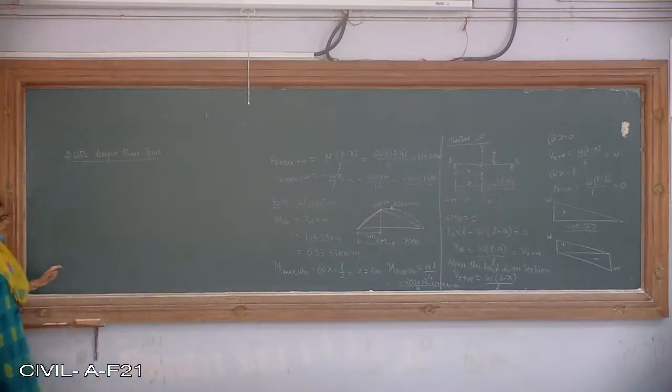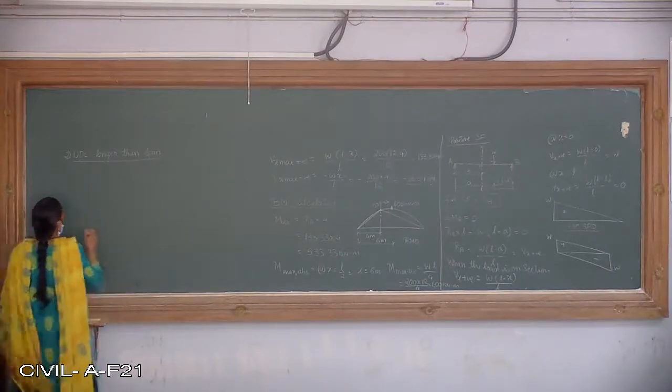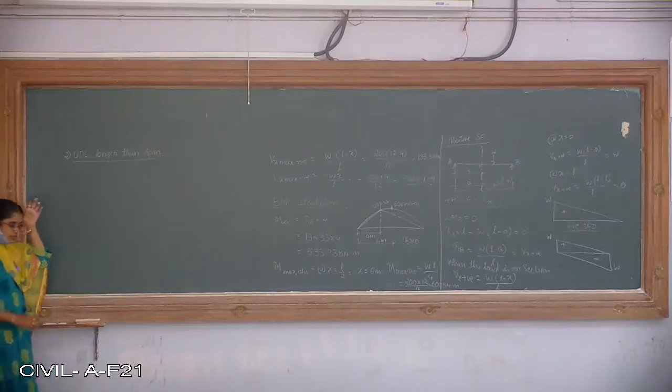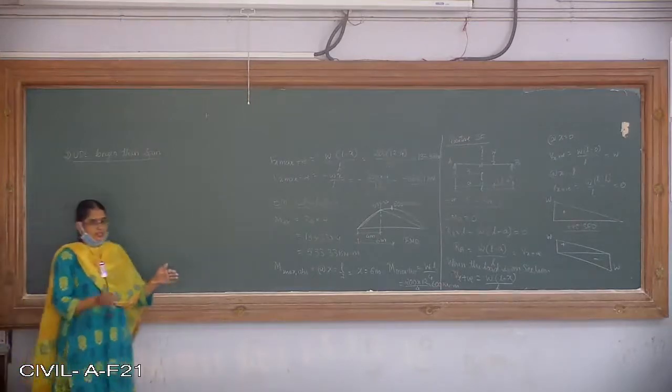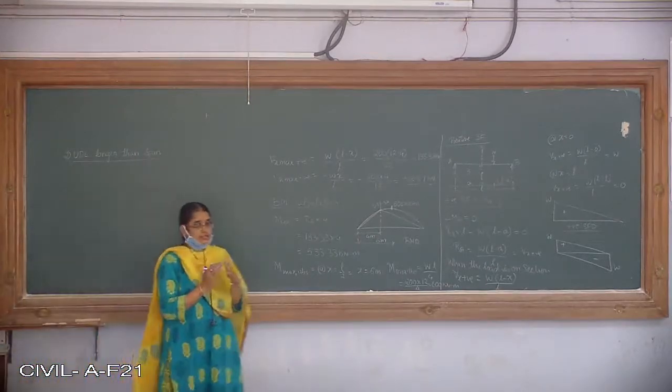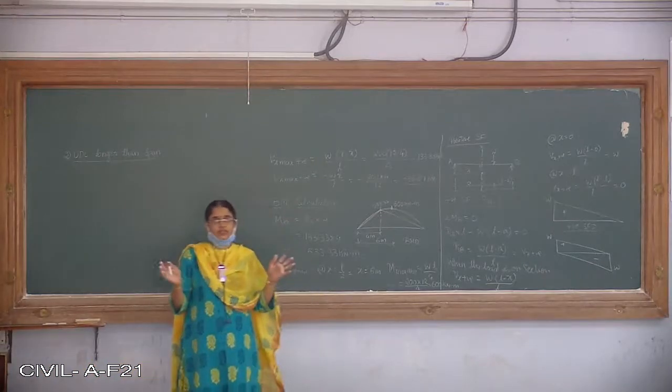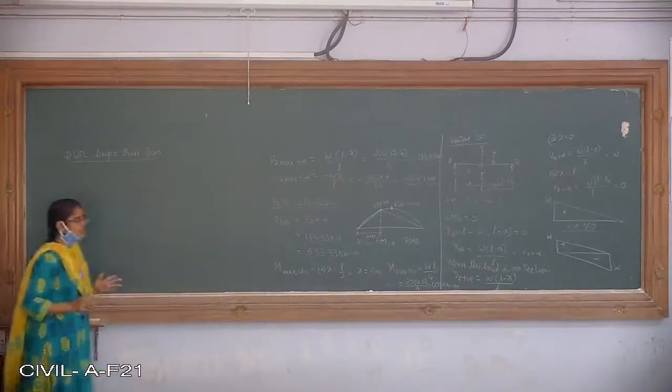So here in UDL longer than span, we have given this derivation already. I have sent it to you all, so you can go through that derivation. For explanation, you can just view this. What I am going to do is, UDL longer than span means the length of the load is more than that of the span. That is what it means.